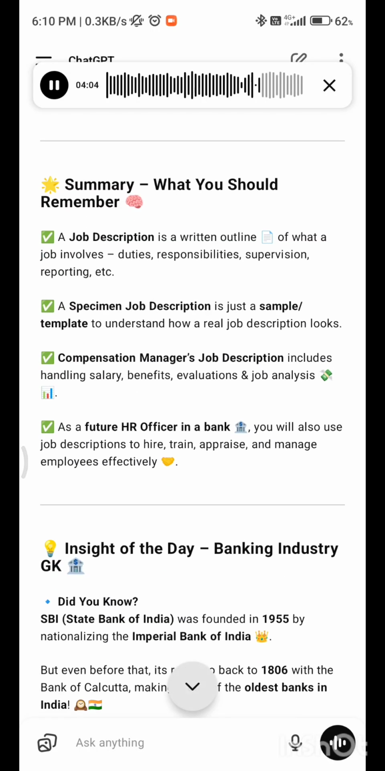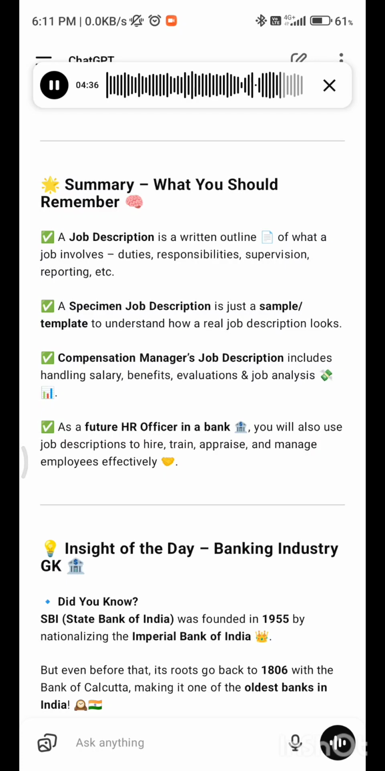Summary, what you should remember. A job description is a written outline of what a job involves: duties, responsibilities, supervision, reporting, etc. A specimen job description is just a sample or template to understand how a real job description looks. The compensation manager's job description includes handling salary, benefits, evaluations, and job analysis. As a future HR officer in a bank, you will also use job descriptions to hire, train, appraise, and manage employees effectively.